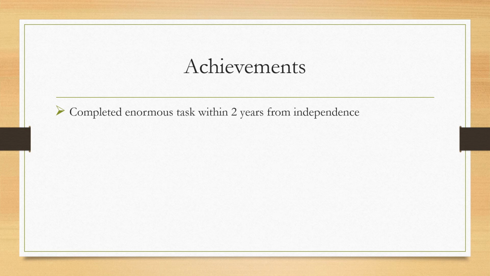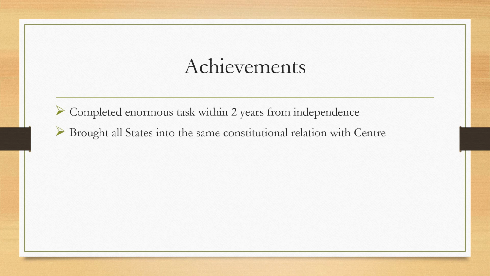By the partition, India had lost an area of 364,737 square miles and a population of 81.5 million. By the integration of states, we brought in an area of nearly 500,000 square miles with a population of 86.5 million. India had brought all states into the same constitutional relation with the central power, irrespective of their earlier rights, power or relations with the British government.